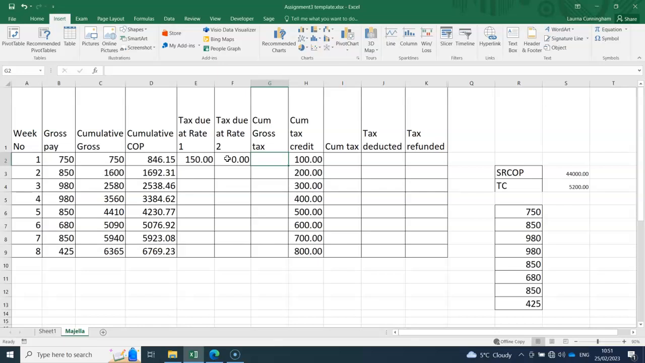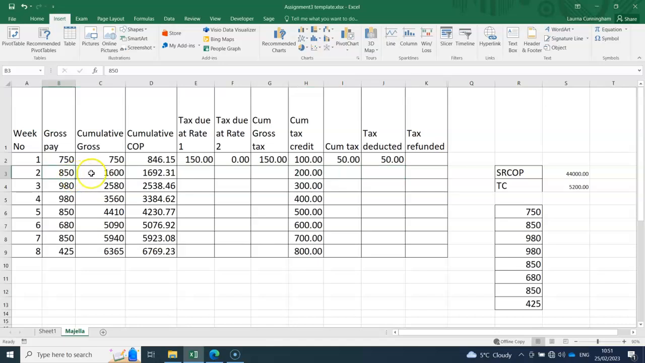Her total gross tax is going to be this plus this, and that comes to €150. So her net tax this week is going to be this 150 minus her tax credits. So this week her tax deducted will be €50. Okay. In week 2, same thing.